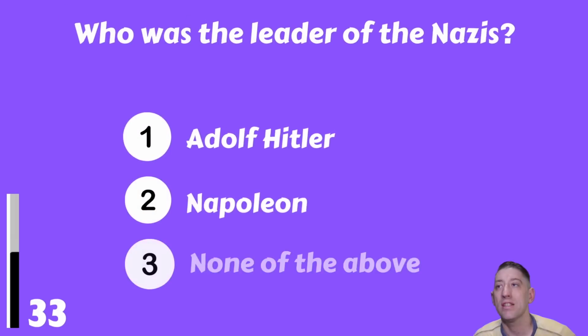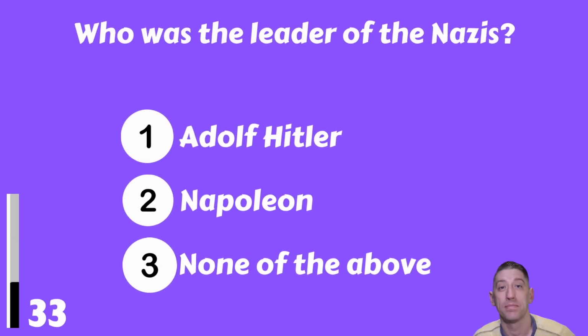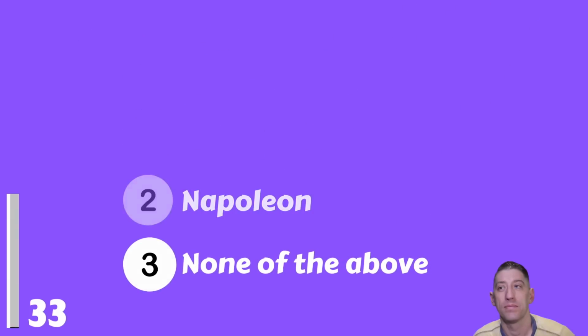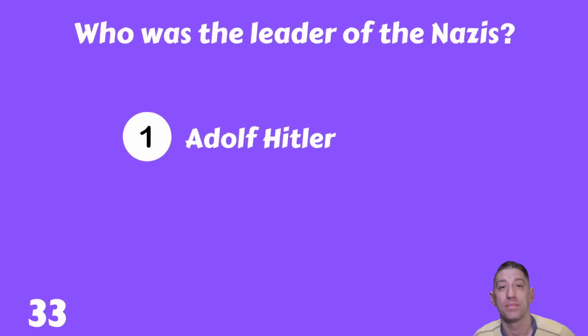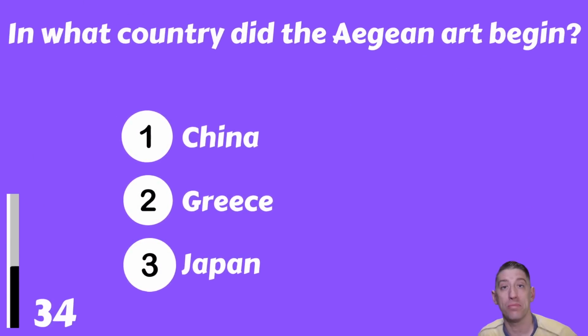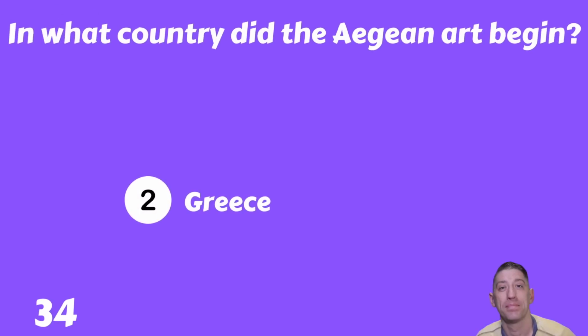Who is the leader of the Nazis? Adolf Hitler, Napoleon, or none of the above? Adolf Hitler. In what country did the Aegean art begin? China, Greece, or Japan? Greece.